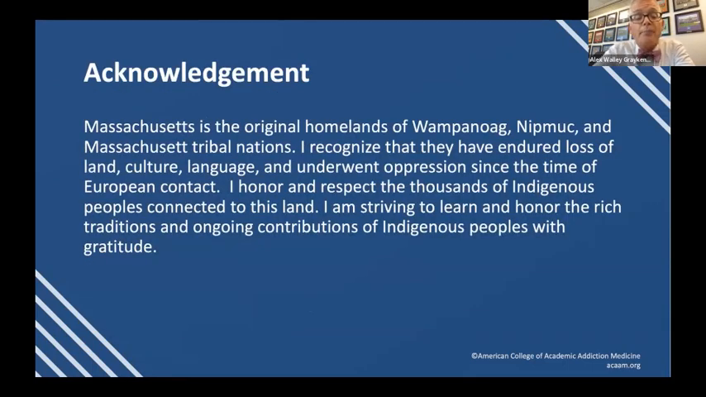So we are at Boston Medical Center, which is in Massachusetts, and I want to acknowledge that Massachusetts is the original homelands of the Wampanoag, Nipmuc, and Massachusetts tribal nations. I recognize that they have endured loss of land, culture, language, and underwent oppression since the time of European contact, and I want to honor and respect the thousands of Indigenous peoples connected to this land. And I'm striving to learn and honor the rich traditions and ongoing contributions of Indigenous peoples with gratitude.